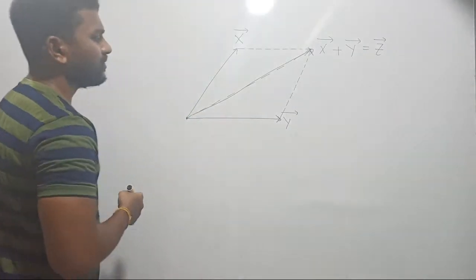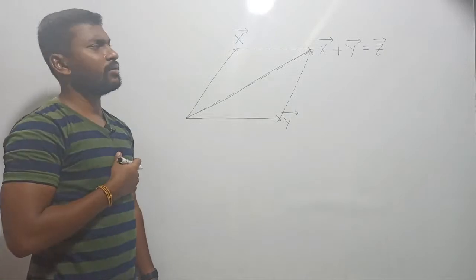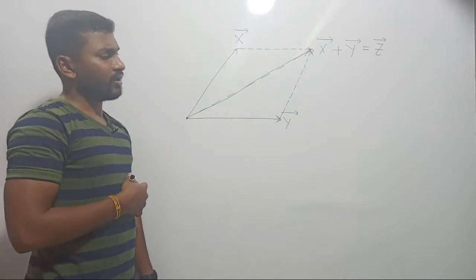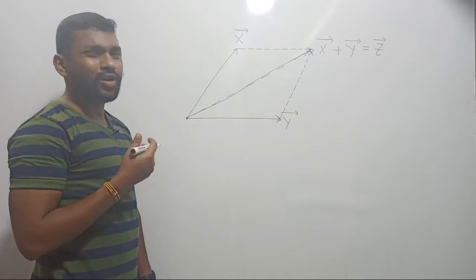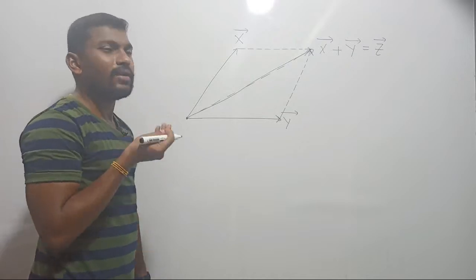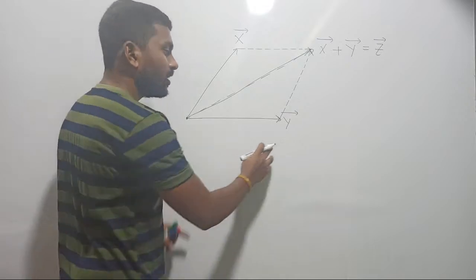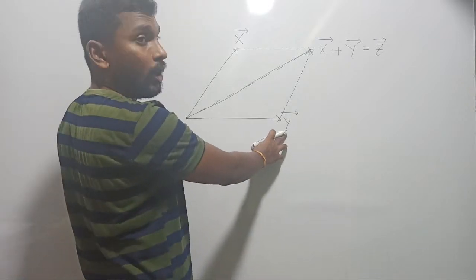Now coming back, what do you mean by vector subtraction? I was just thinking about it. Do I need to define it separately? No. Then what do you mean by vector subtraction? That is not vector subtraction. The thing is, suppose this is the y direction, the y vector.